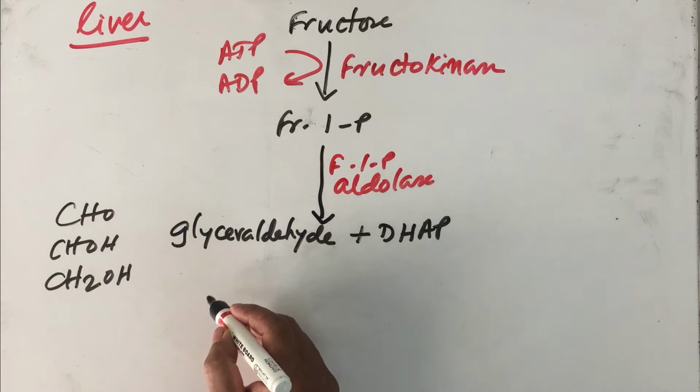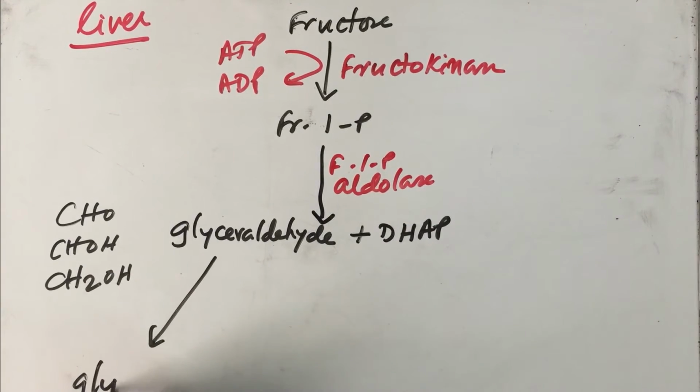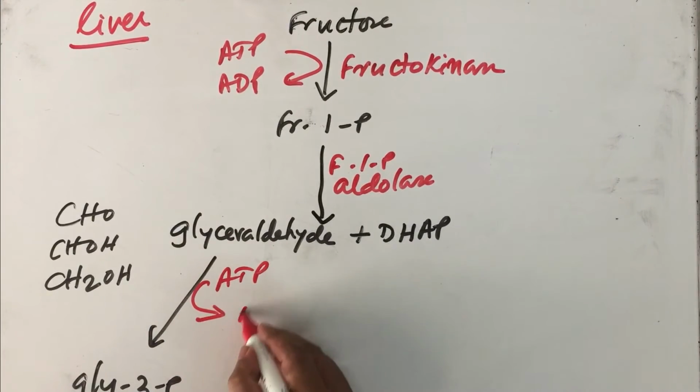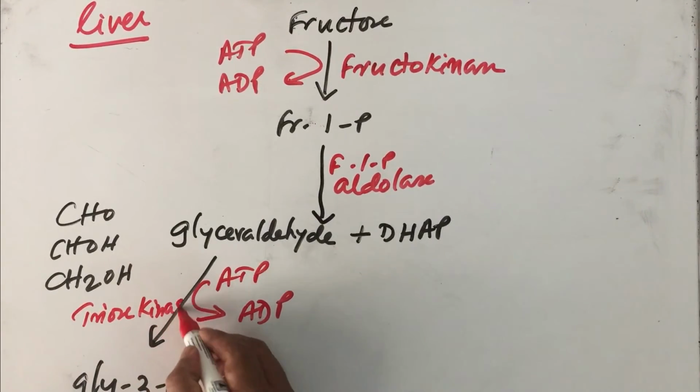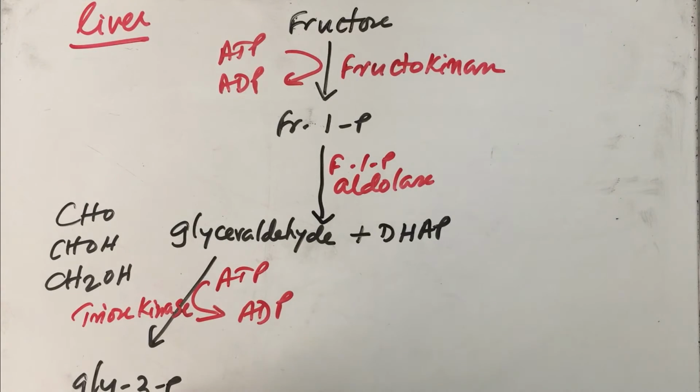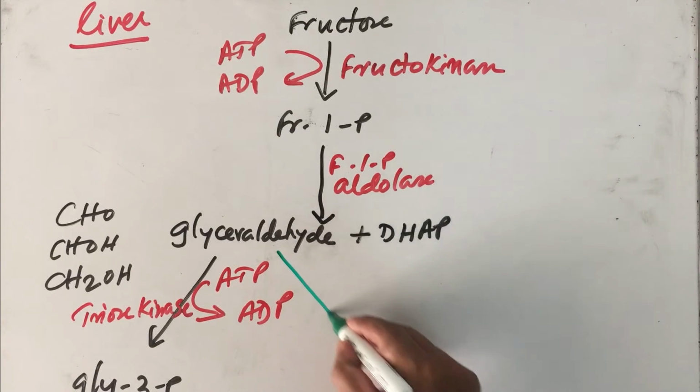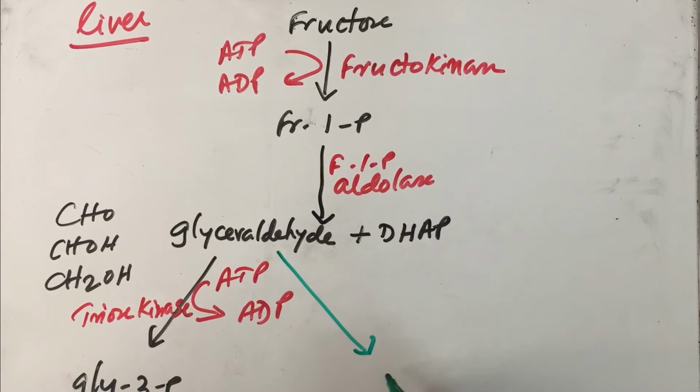Now this glyceraldehyde can be converted to glyceraldehyde 3-phosphate. We know that glyceraldehyde 3-phosphate is an intermediate in the glycolytic pathway. An ATP is used for this conversion, giving ADP, and the name of the enzyme is triose kinase. Triose kinase acts on it and it becomes glyceraldehyde 3-phosphate, which can enter the glycolytic pathway. Now what happens to DHAP? I'll come to DHAP. Let us see the next fate of glyceraldehyde. I'll use another pen. The next possibility is that glyceraldehyde is converted to glycerol.